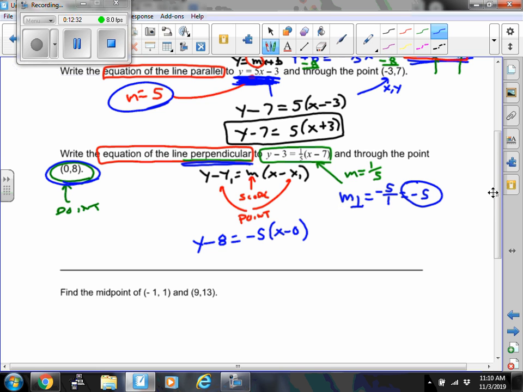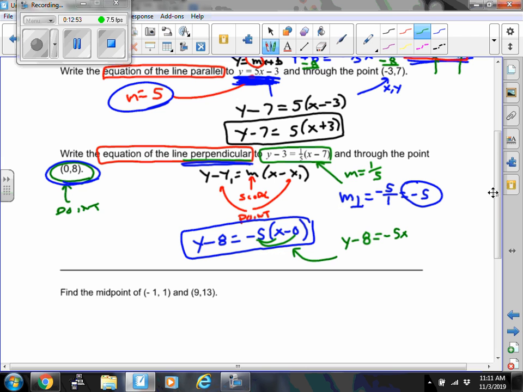Again, they don't tell me what form to put this in. They really can't tell me this is wrong. Now, of course, I would think you would want to simplify it if you wanted to. You can do the distribution. Again, this is not required. They didn't ask you to do this, but I can distribute that -5. And -5 times 0 is 0, so I'm not going to write it.